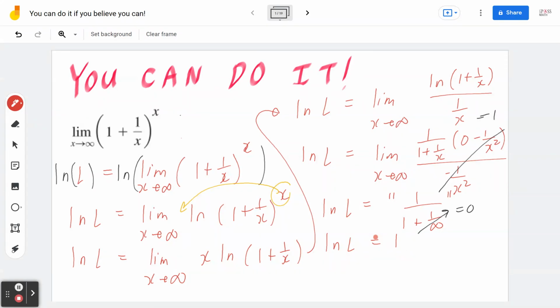But remember, your goal is to solve for the limit, which means you want to find L. The opposite of ln is to take e, in this case, e to the power of ln L on the left, e to the power of 1 on the right. This means L is exactly e. So I'm saying right now, the final answer is going to be e.